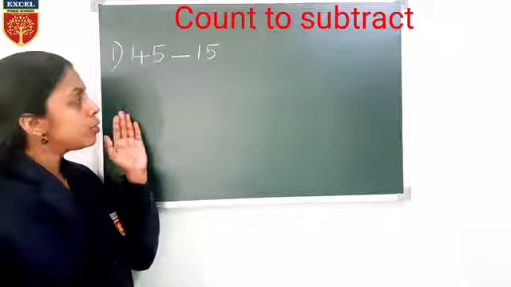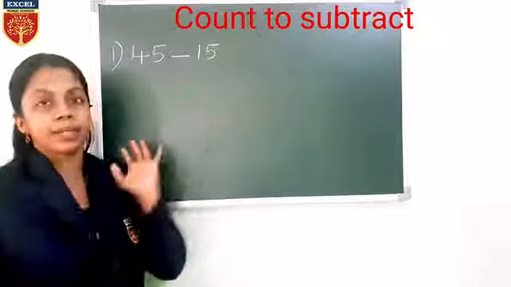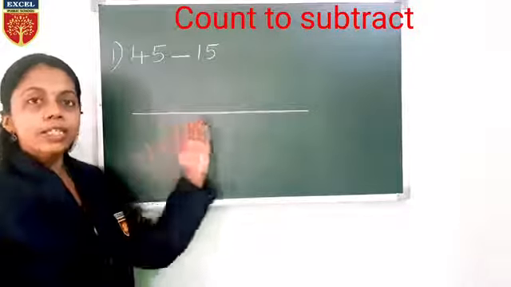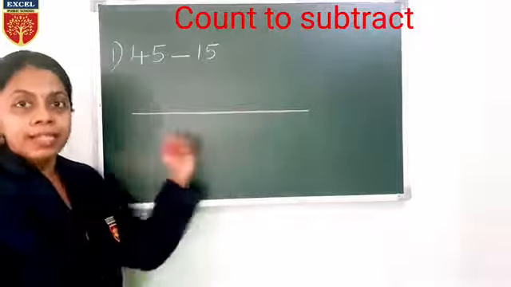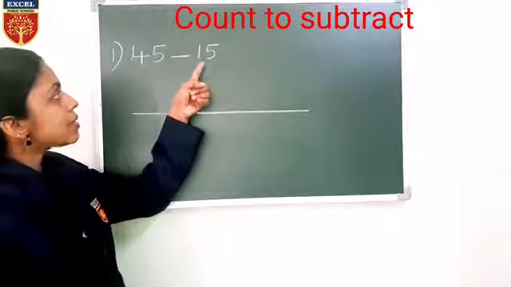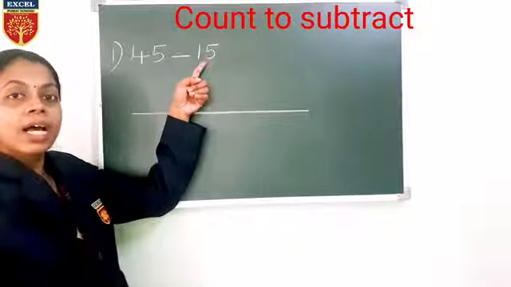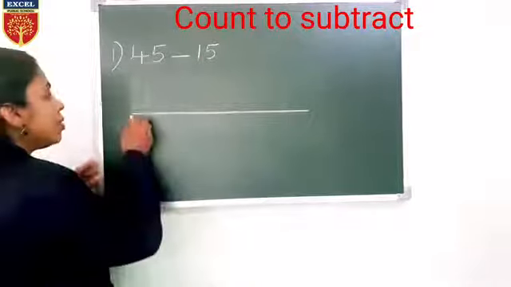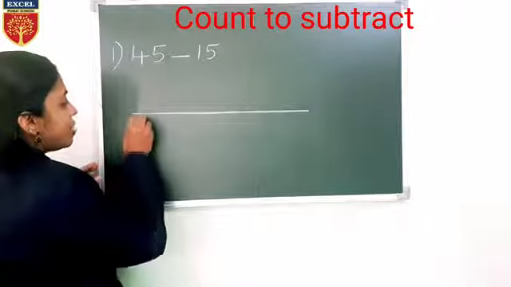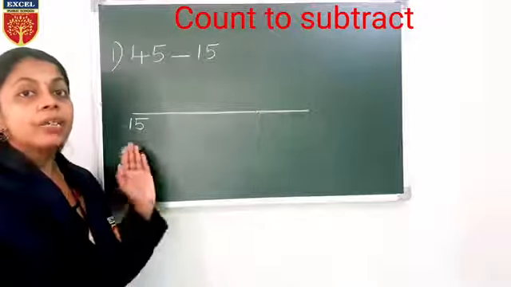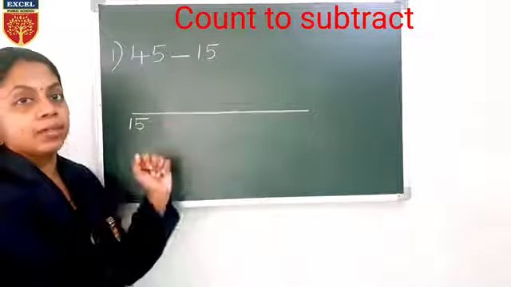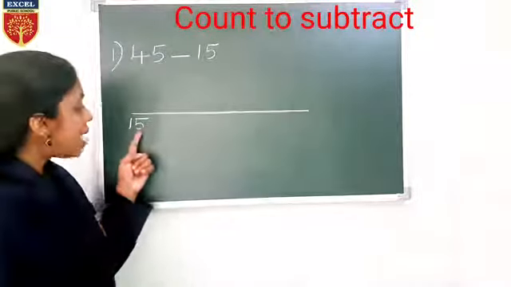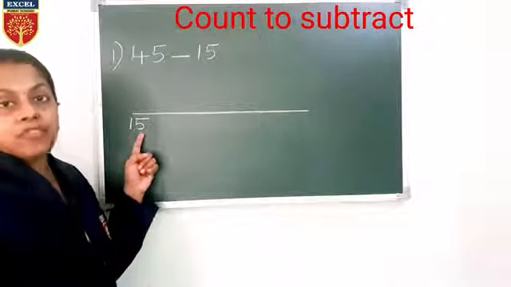First, you need to draw a straight line. Here, I have drawn a straight line. Now, what is the next step? Write this subtrahend. Here, the subtrahend is 15. So, write 15 first. Then, you need to count in jumps of 10. Means, add 10 to this 15.